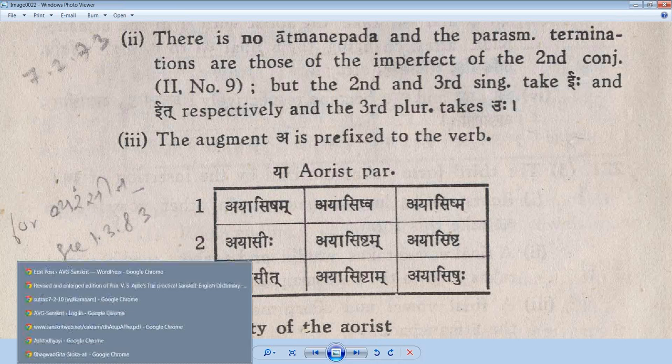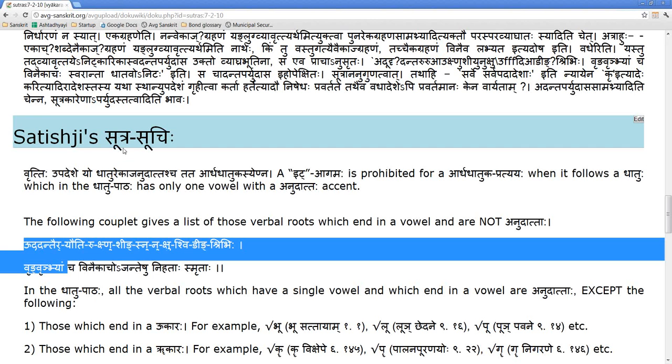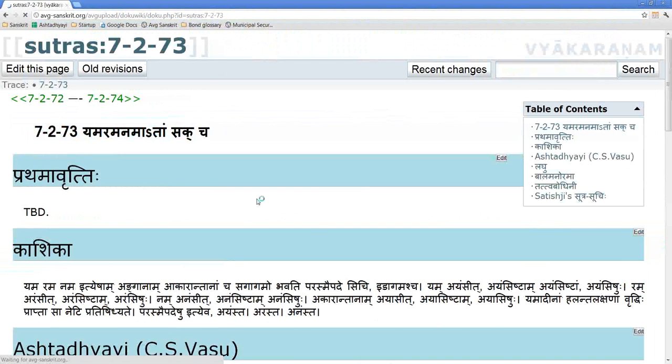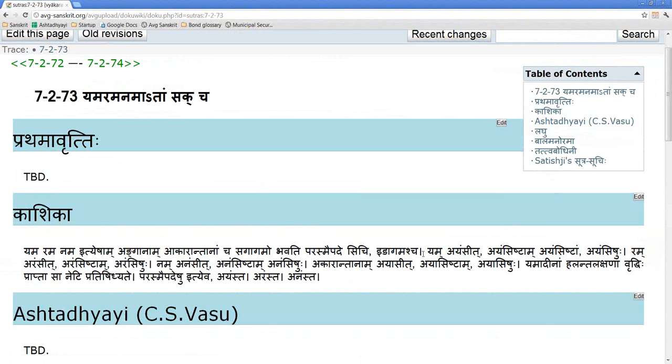Now, if you go to the sutram for 1 second here, all this is only when we have the parasyapadam. If you don't have parasyapadam, it says parasyapadishityeva ayamsta. Let's look at this one, dhatu yam, right? Dhatu yam. Let's take this one, aramsta.